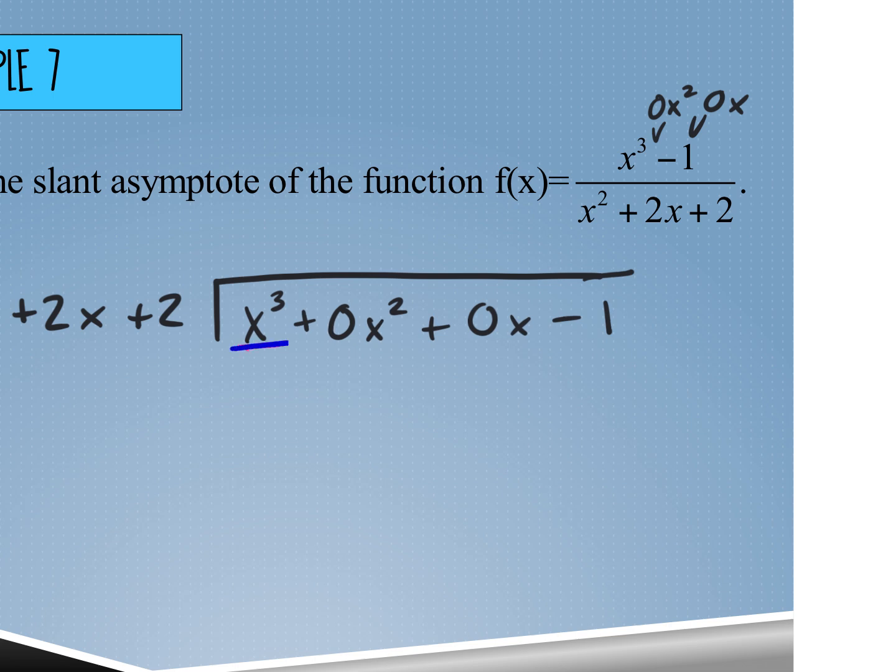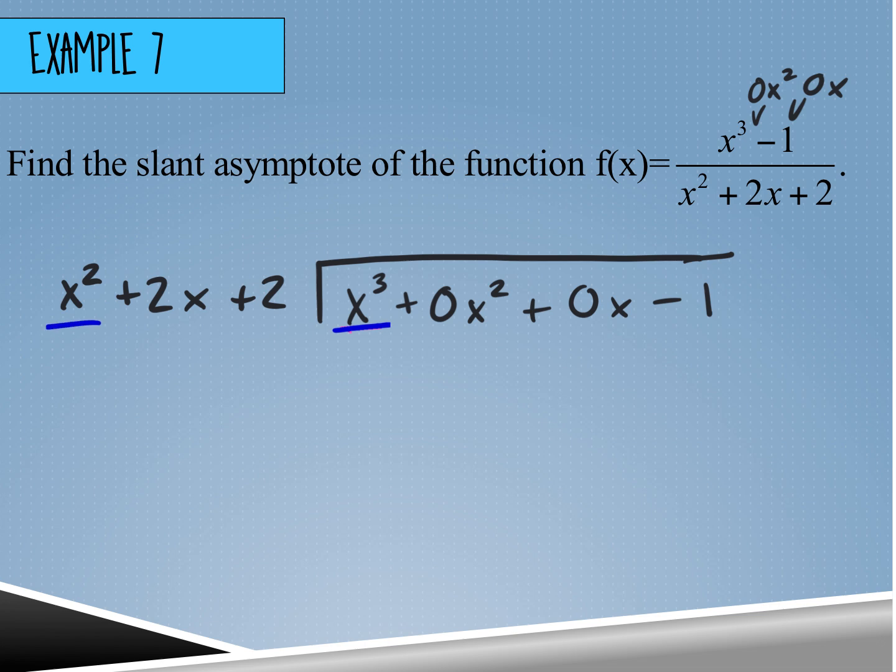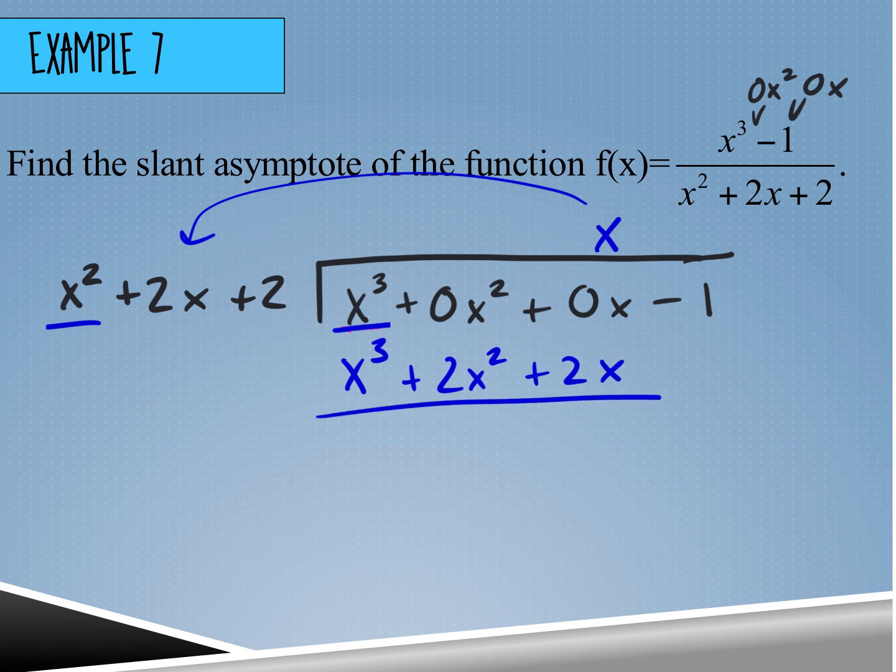What is x to the third power divided by x squared? X. Perfect. So I'm going to put that on top of my x term. Then we multiply. We're going to multiply x times everything out front. So we get x cubed plus 2x squared plus 2x. What's next? Change the signs and combine. So x cubes cancel. This would be negative 2x squared minus 2x.